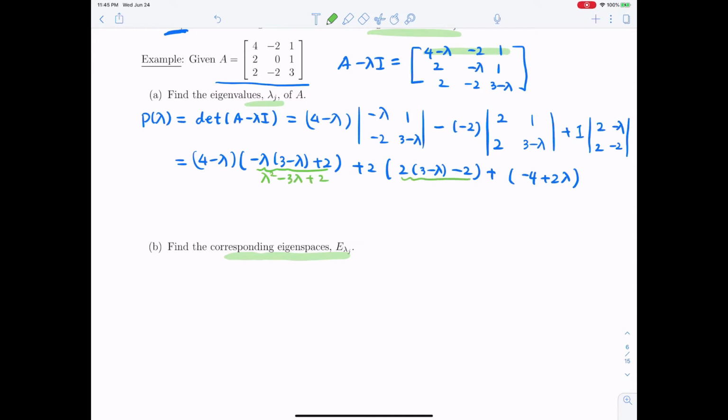And this part equals 6 minus 2 lambda minus 2, or in other words, 4 minus 2 lambda. So this equals negative 12 lambda plus 4 lambda squared plus 8 plus 3 lambda squared minus lambda cubed minus 2 times lambda plus 8 minus 4 lambda plus 2 lambda minus 4. And this equals, so we have lambda cubed over here, so negative lambda cubed, and we have 7 lambda squared.